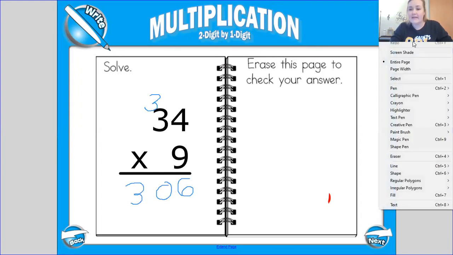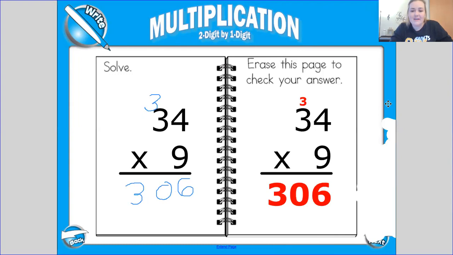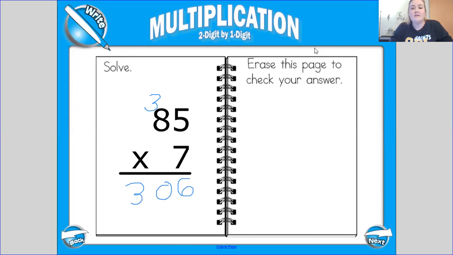Okay, give me 1 second. I can erase on the side here. Here it is to show you. Yep, there we go. So you see how they did it there. Okay, let's try another one. Let me clear my drawings. There we go. Okay, so here's another one here.